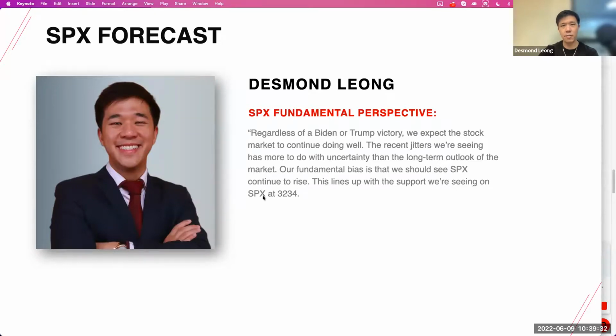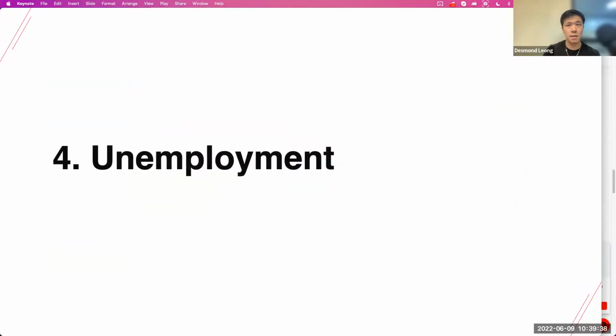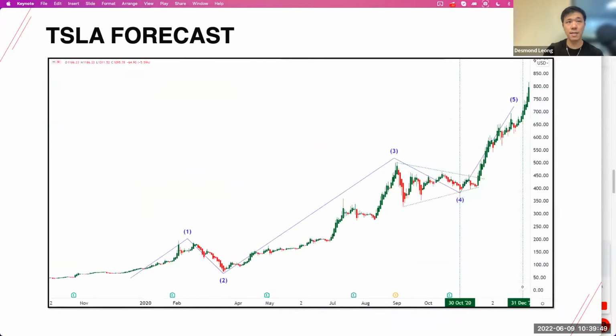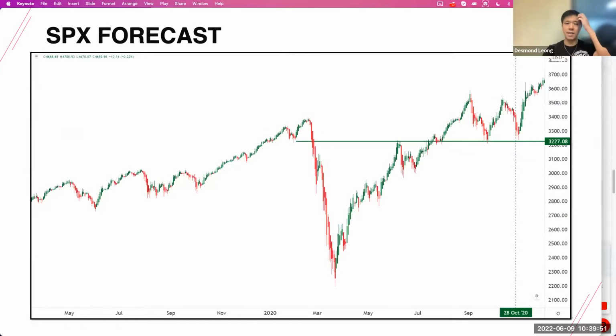This lines up with the support we're seeing on SPX. Now, how does it look? Oh, shucks. Did I seem to have lost the chart there? Yeah, minor problem. This is from November. Let me just see if I can pull out the chart. Oh yes, here. This is the SPX forecast. You can see how price touched this level. We forecasted it to touch this level and go all the way up, and it has done that. Perfect combination of fundamentals and technicals.